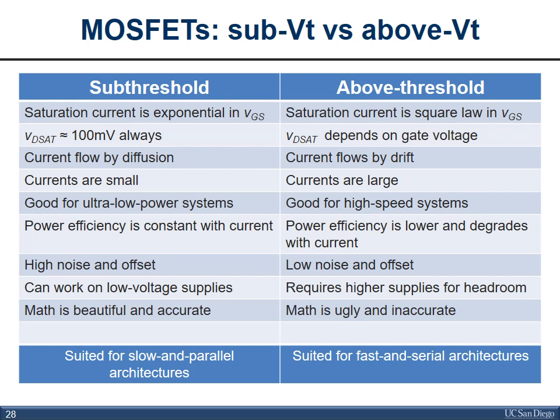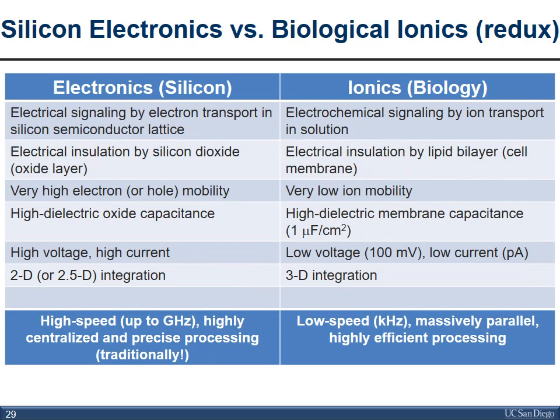Okay, but the punchline here is that subthreshold is usually much more suited for slow and parallel types of architectures, which again is much more like how the brain works, rather than above threshold, which is much better suited for fast and serial types of architectures. So when we go ahead and make our, say, biologically inspired compute engines, it's likely that we'll end up doing it in subthreshold rather than above threshold, at least for most of the functions.